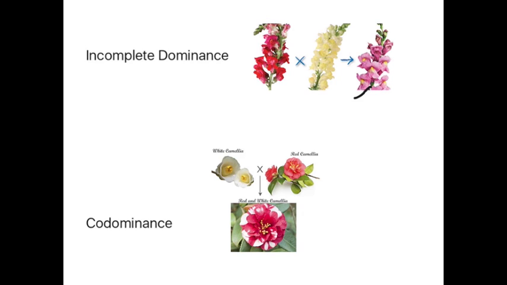In this presentation, we'll learn the difference between incomplete dominance and codominance, and also how to complete a Punnett square with each of these types of multiple alleles. Here, in incomplete dominance, you see that the red flower plus the white flower would cross to create a pink flower. There, you see a blending of traits.